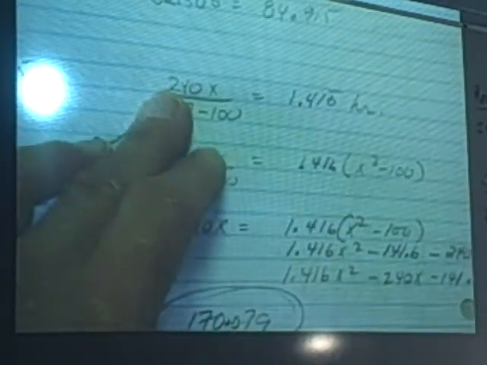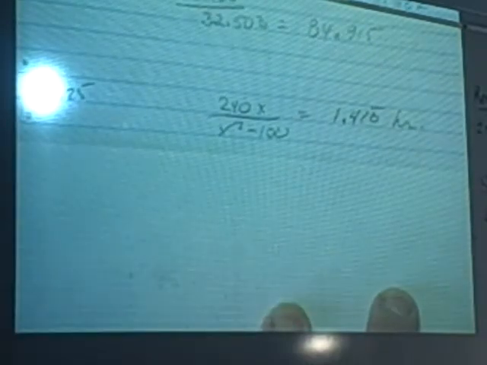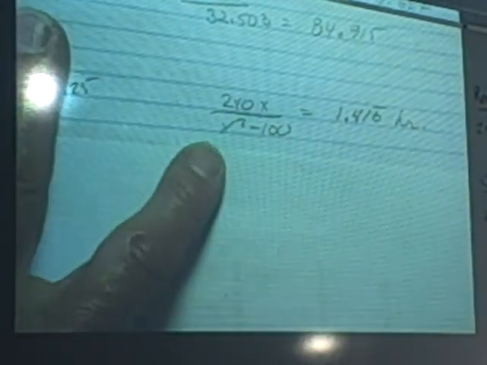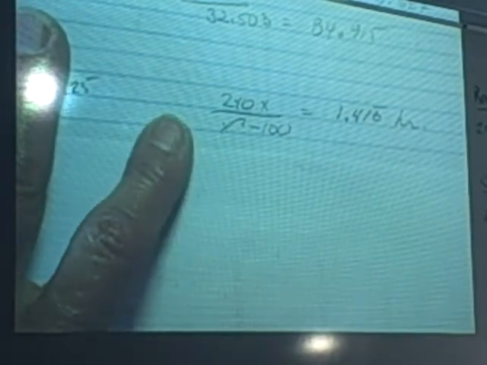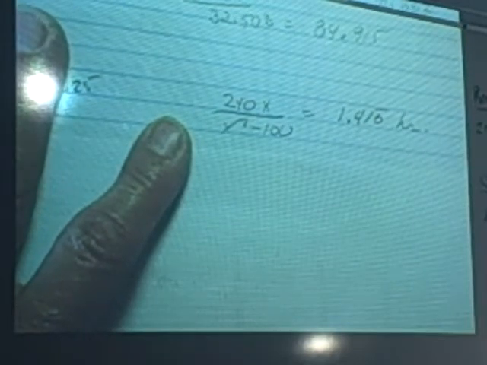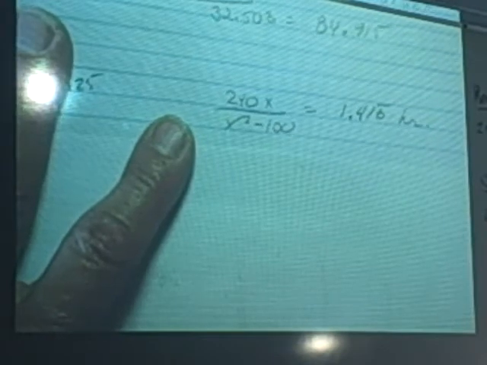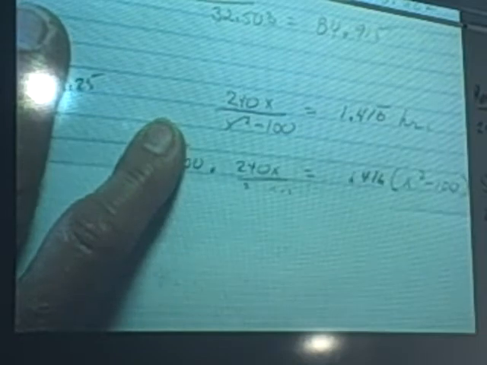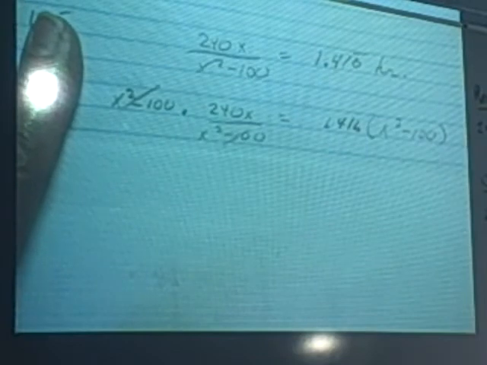Okay, so here is what I have. I have 240. I'm going to cover this up because I'm going to let you have the fun here. But everybody, I have 240x over x squared minus 100 equals 1.416. Does that make sense to you? Okay, so now what am I going to do? Do I want a fraction in the denominator? No. Okay, so what could I multiply by? x squared minus 100. Yeah, on how many sides? Both sides. Okay, so if I multiply on both sides, what do I now have?